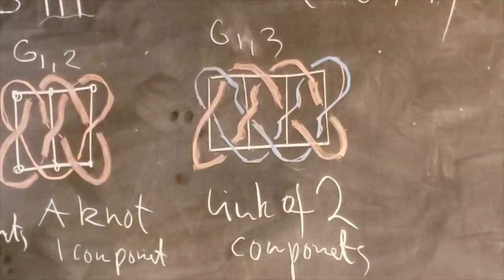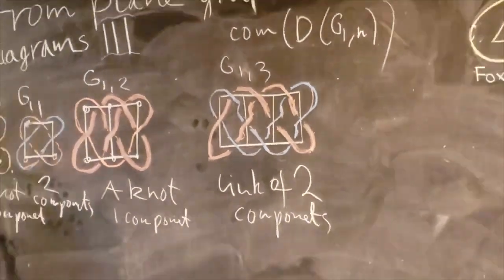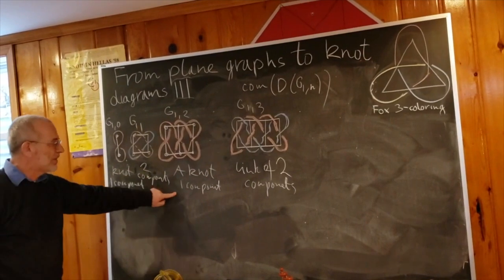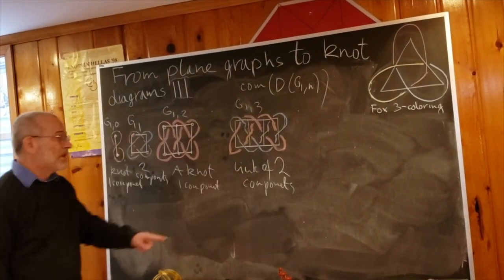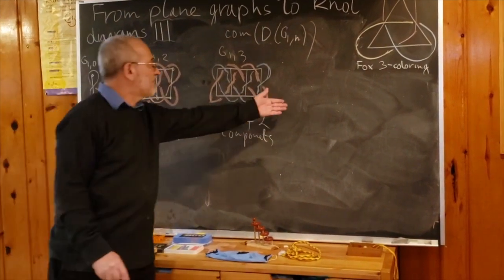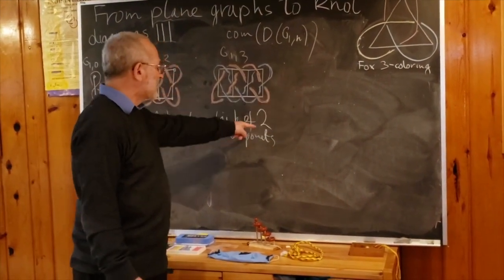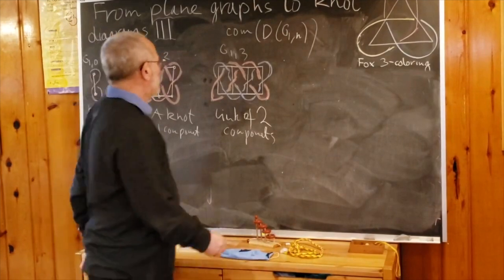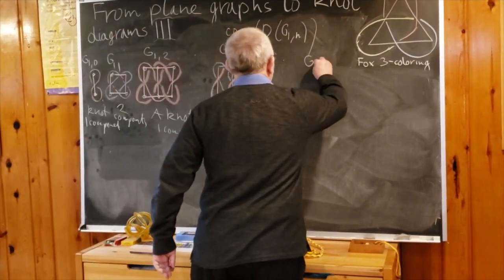So how many components do we have? One component, two components. One component, two components. Looks like a pattern: 1, 2, 1, 2. Let's check this for the next example, and we expect that it will be a knot, a link of one component. So we check G14.